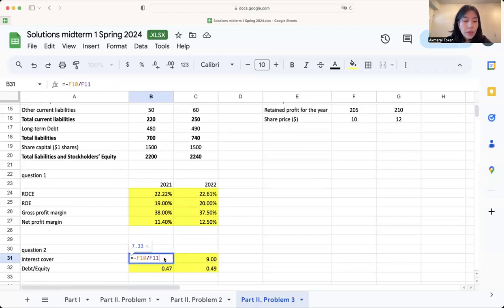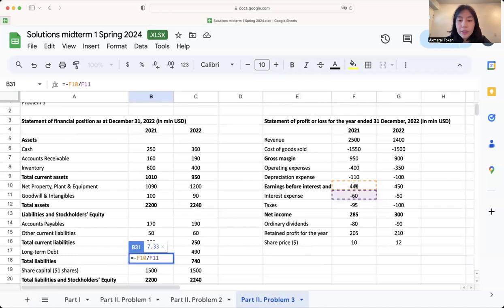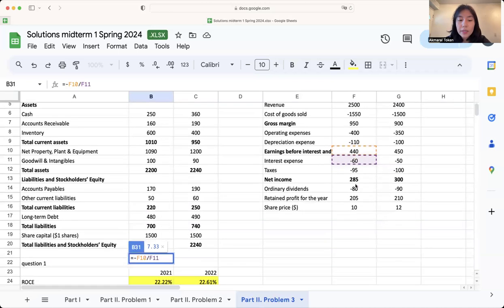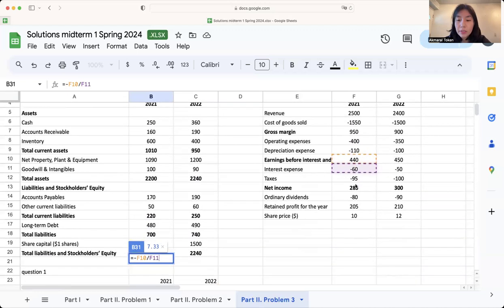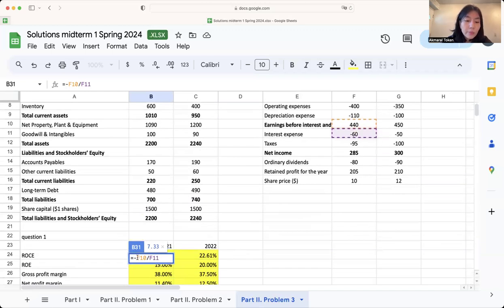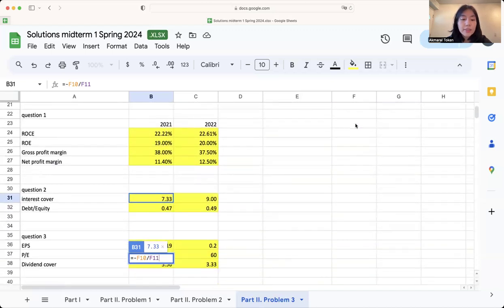For question 2, the first ratio to calculate is interest cover. The formula is earnings before interest and tax divided by interest expense. But you have to know that interest expense is given with a minus sign, so I've included a minus in our calculation to show that interest cover is a positive number. Interest cover cannot be negative. You have to include expenses as cost without its sign. So 440 divided by 60 gives us 7.33.